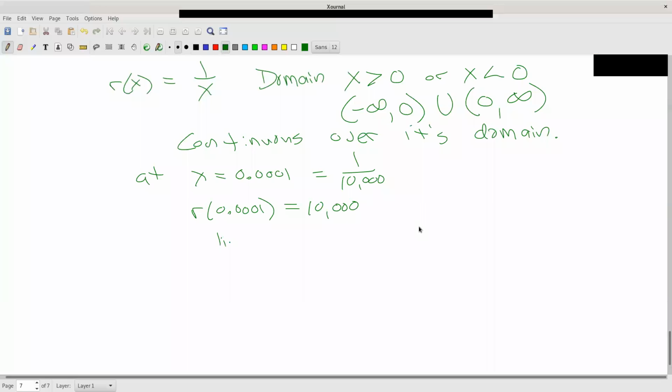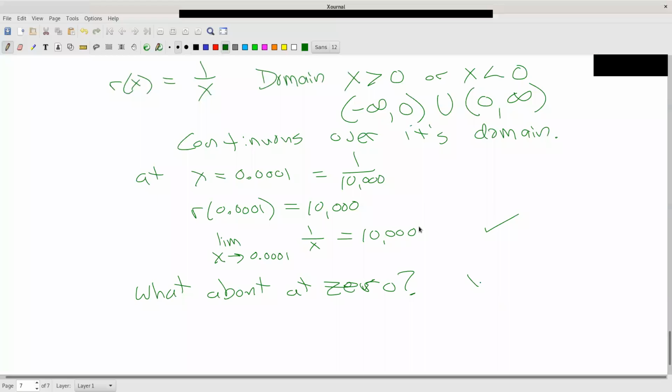And if I explore the limit on a calculator as x approaches 0.0001 of 1 over x, I'm going to find that it is also 10,000. It behaves nice on each side. And however close to 0 I get, positive or negative, it's going to be nice like that. What about at 0? Easy answer is x equals 0 is not in the domain, so who cares? But there's a reason I'm bringing this up.